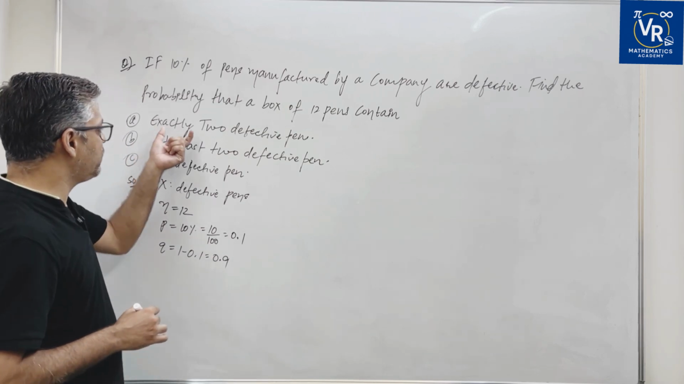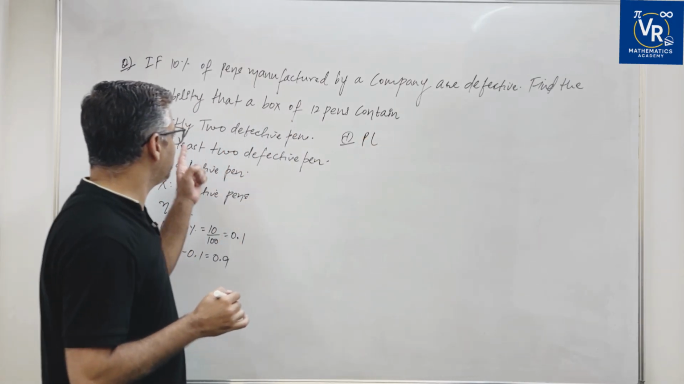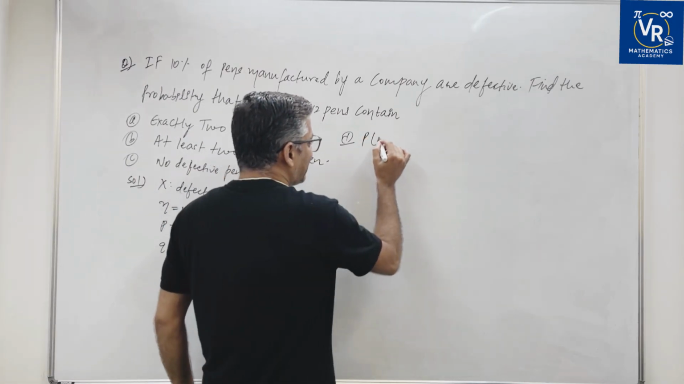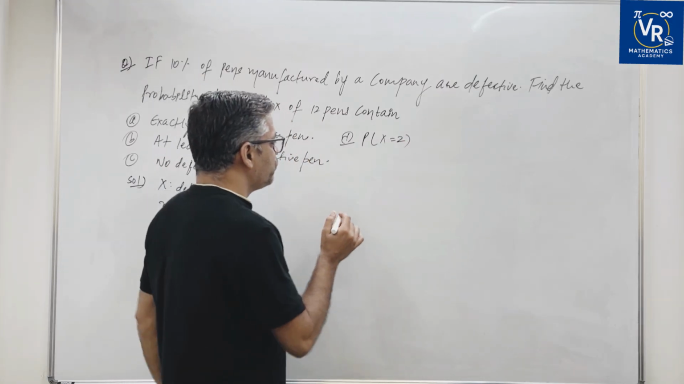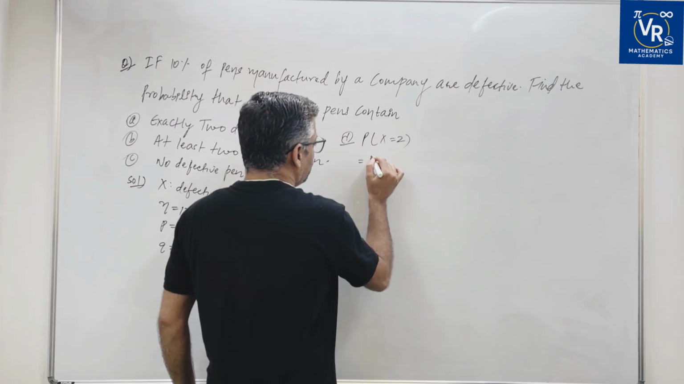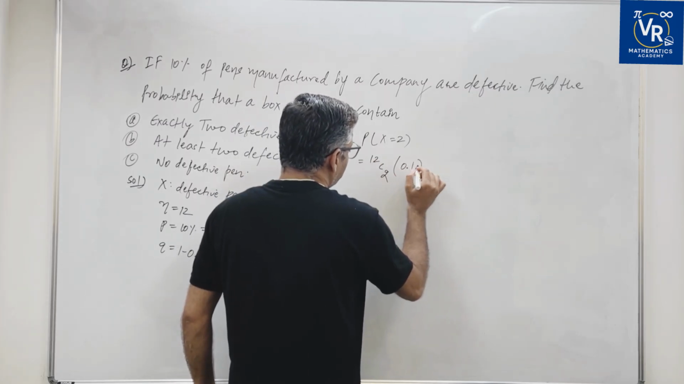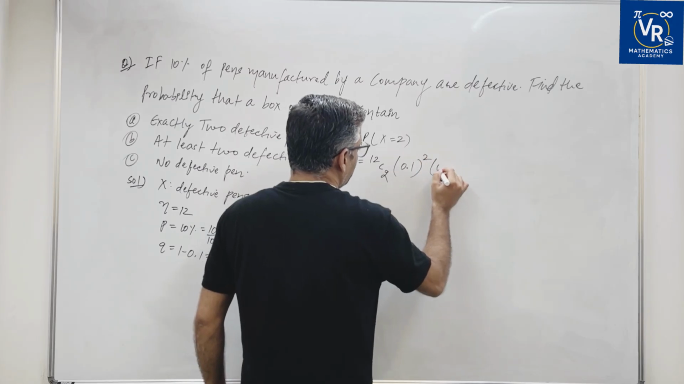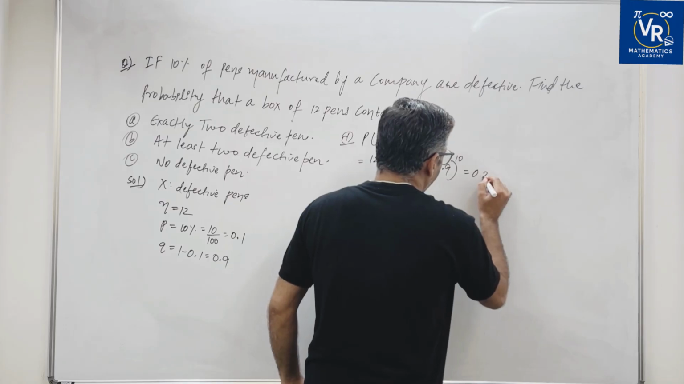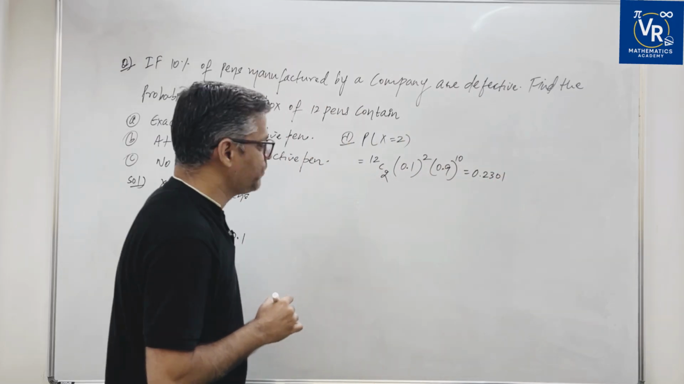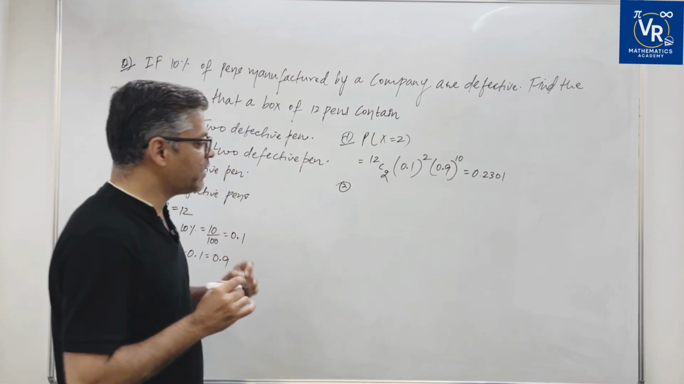Now one by one we will find the probability. The first one: we have to find the probability of exactly 2 defective pens. Exactly 2 defective pens, that is X is equal to 2, that is, the value of r is equal to 2. So using the binomial distribution we can write 12C2 times the probability of success 0.1 raised to the power 2 times 0.9 raised to the power 10, which gives 0.2301.